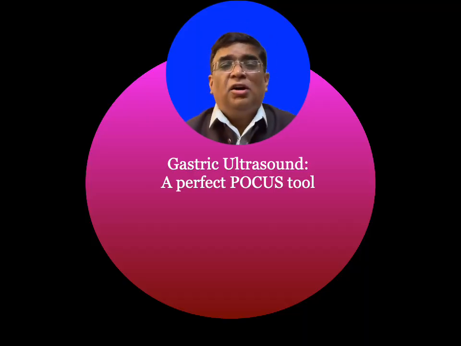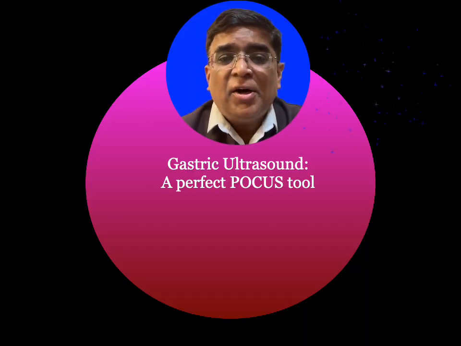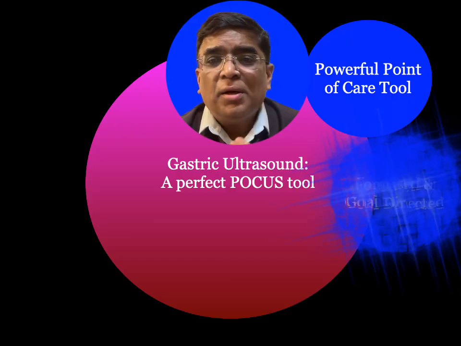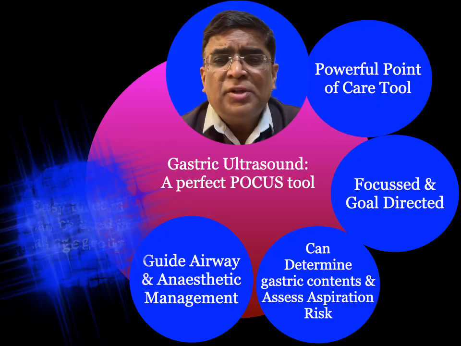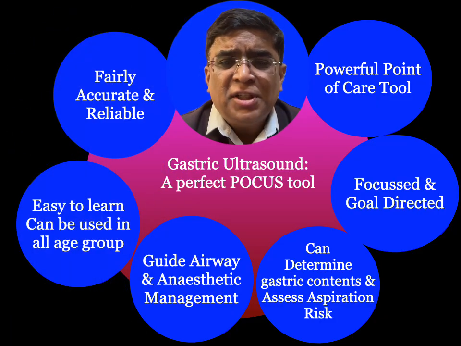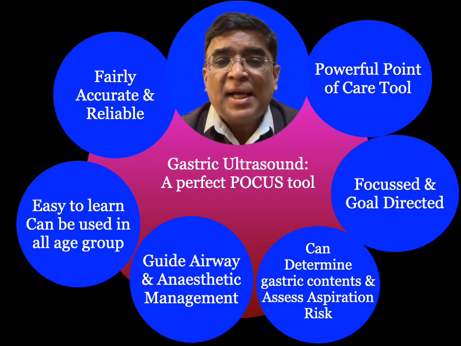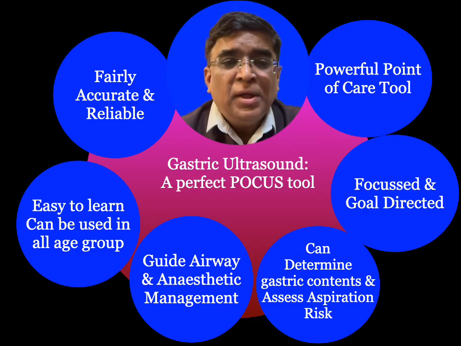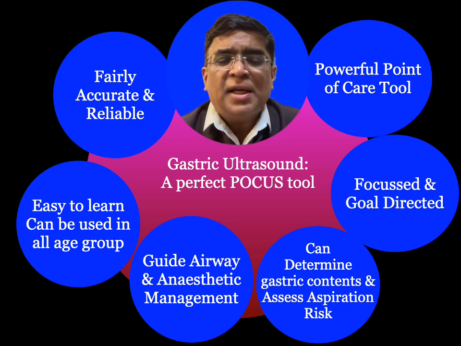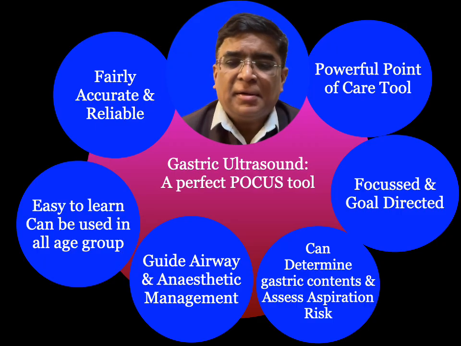Okay, now we saw all those pictures. We went through how gastric ultrasound is a powerful point of care tool. With it we can do a focused and goal-directed assessment. It can determine the gastric contents, and we can assess what the aspiration risk is. It can help guide how to manage the airway if we want to proceed, it is very easy to learn, can be used in all age groups, and is fairly accurate and reliable.